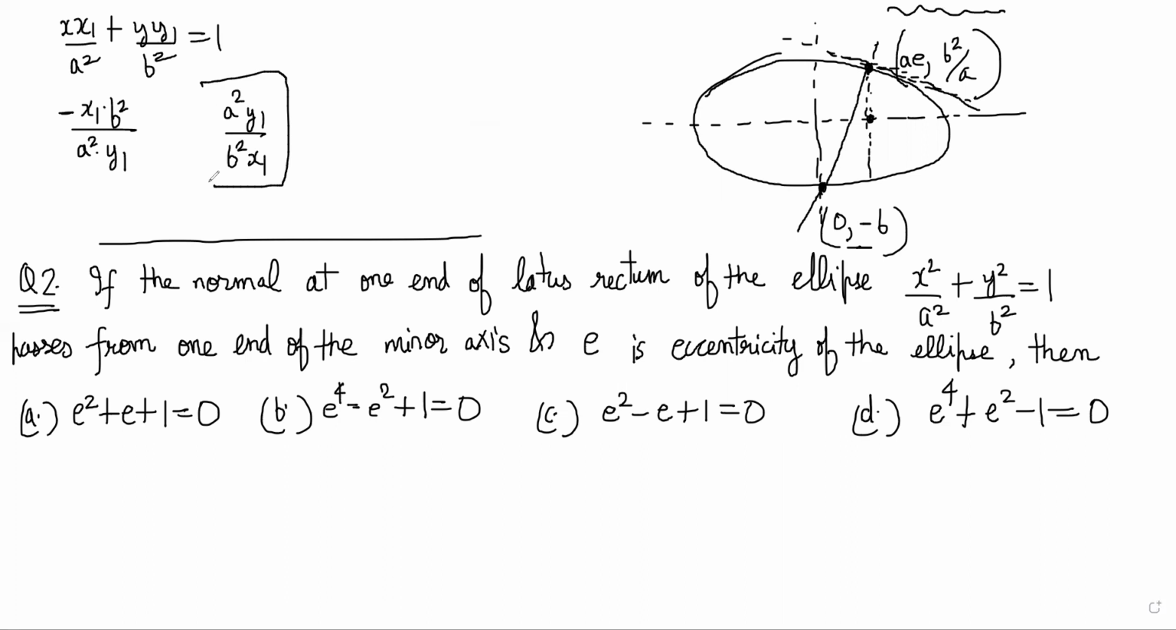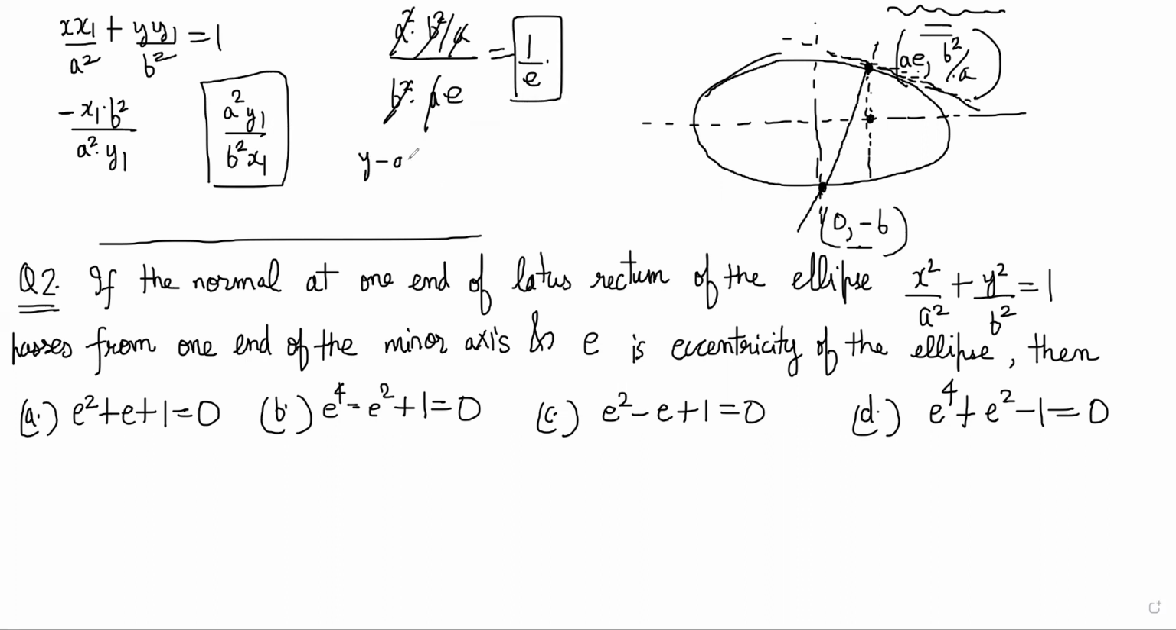So the slope of the normal would be a square y1 by b square x1. At this point, where x1 is ae and y1 is b square by a, the slope would be a square into b square by b square into ae. So this a square cancels, b square cancels, and the slope is 1 by e. So y minus b square by a is equal to 1 by e times x minus ae, is your normal.